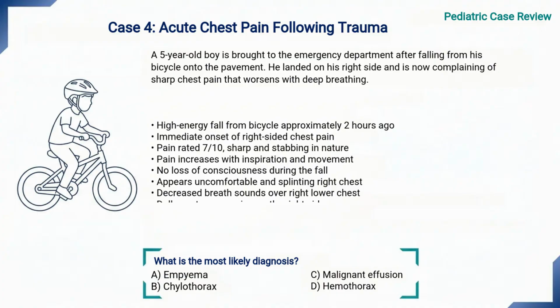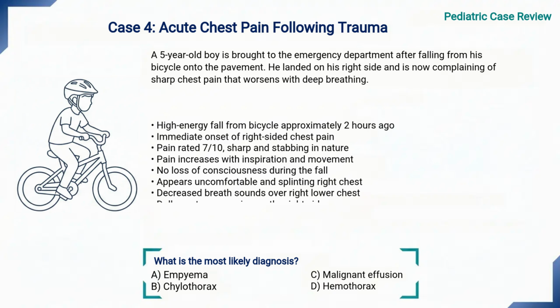Case 4. A 5-year-old boy is brought to the emergency department after falling from his bicycle onto the pavement. He landed on his right side and is now complaining of sharp chest pain that worsens with deep breathing. History: high-energy fall approximately 2 hours ago. Immediate onset of right-sided chest pain.